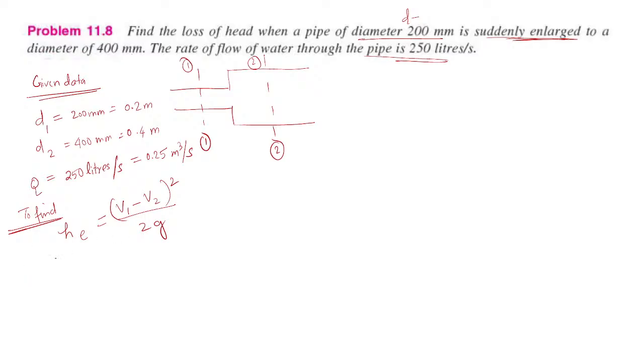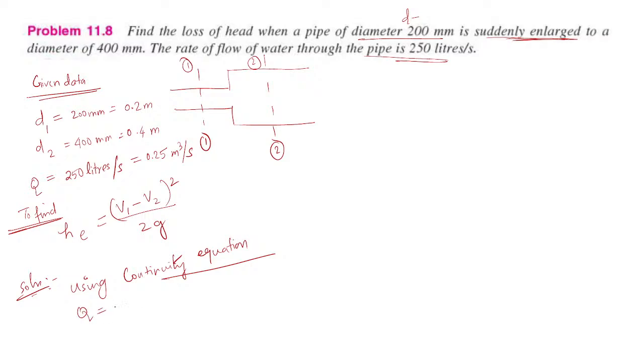Okay. Now here what are the values? We don't know V1, we don't know V2. Do we know? We don't know it. So what we can do? First, we need to use the continuity equation. So how can we implement the continuity equation?